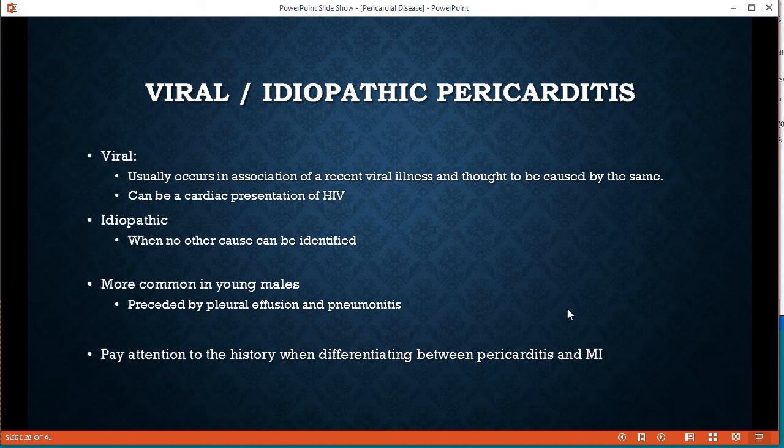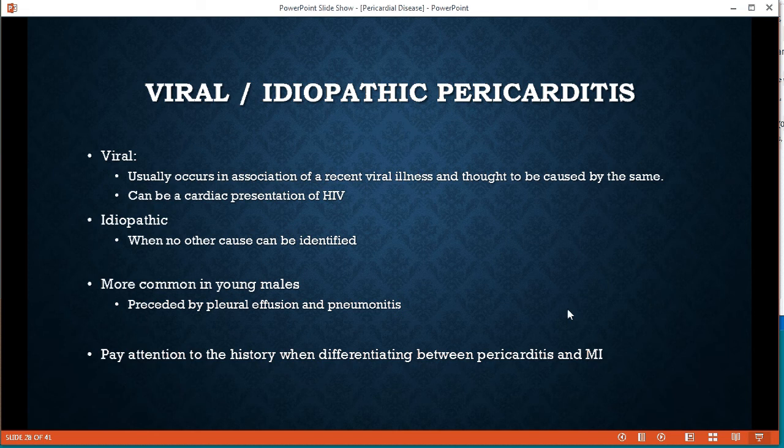Again, idiopathic is when no other cause can be identified, and I would strongly encourage you to use that only when you've excluded other etiologies. So when you're thinking that somebody has pericarditis, you need to start going down your list of differentials and try to figure out what's causing the pericarditis. Okay, you can see here it's more common in young males, and again, just remember paying attention to the history when differentiating between pericarditis and MI.